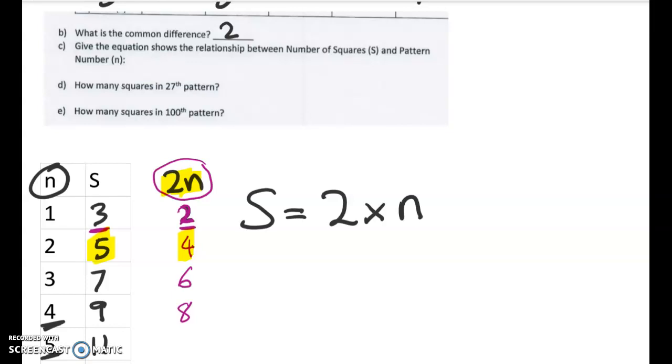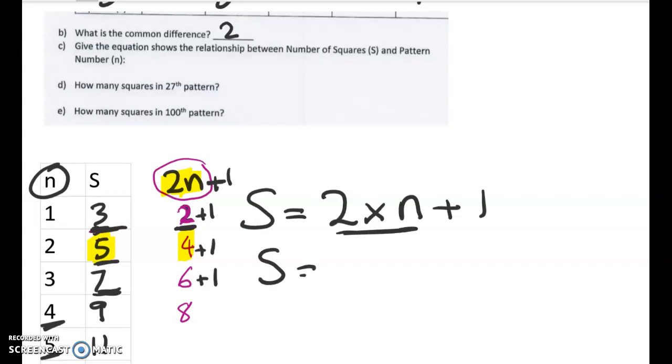What do I have to do to get the right number? Well, I've got 2 here, but I want to get 3. So I need to add 1 on. Let's see if that works. So let's try 2n plus 1. 2 plus 1 gives me 3. 4 plus 1 gives me 5, and so on. So that's going to be my rule. So we'll start out by writing it like this, but then we remember that in algebra we don't like the times sign. So my rule is s equals 2n plus 1.